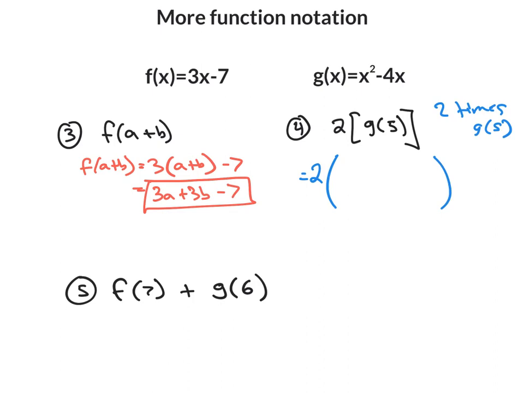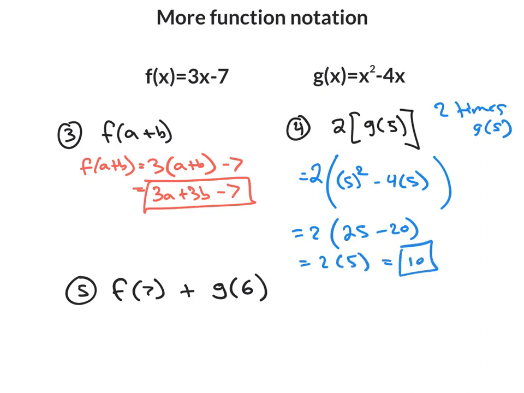2 times, and now I'm going to plug in 5 for x. So I'm going to say parenthesis 5 squared minus 4 parenthesis 5. Notice that's just plugging in 5 into x squared minus 4x. All right, and now we'll do some order of operations here. That's 5 squared is 25, minus 4 times 5 is 20. That's 2 times, and notice this is 25 minus 20. I can do that and get 5. Don't distribute here because you can simplify the inside of the parentheses to just get 5.